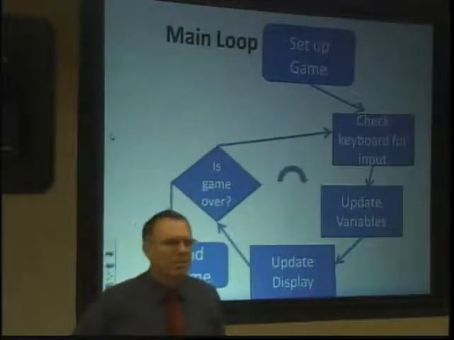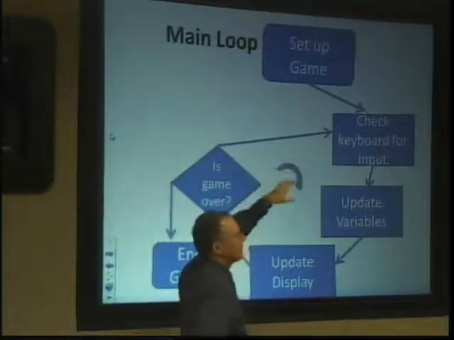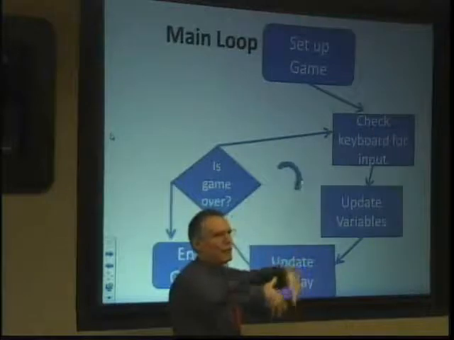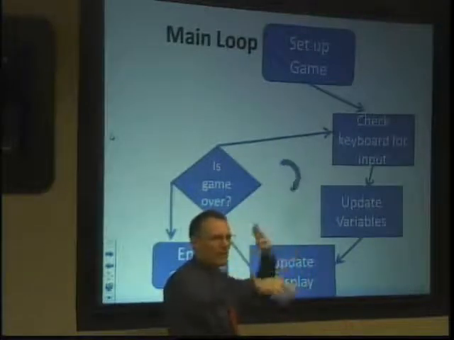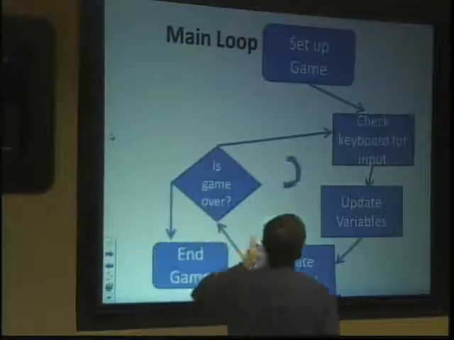So the main loop does this. When you start the game, you set up the game. Put objects into their room or whatever. Set the variables: score equals 0, lives equal 5, whatever goes into setting up the game.